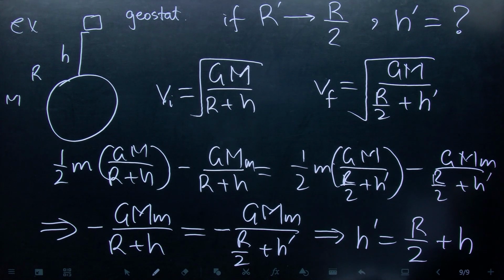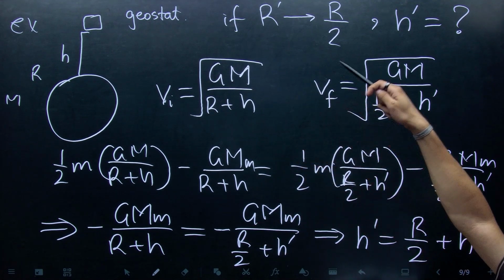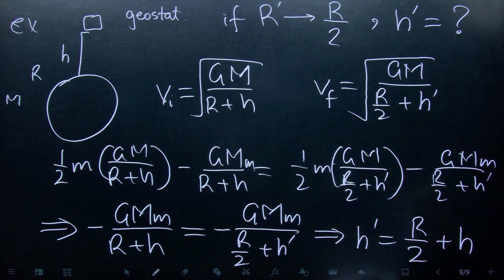So the new height h dash will simply be the radius after shrinking plus the original height. Because of energy conservation, the total radius of the orbit should remain unchanged. Hence the height will be the remaining radius, that is half the radius plus the original height. You can conserve angular momentum also, but then you will have to conserve the angular momentum of the earth as well as the satellite. Both of the angular momenta you have to conserve if you are going by that route, but that's a much tougher thing to do. The most obvious is energy conservation.